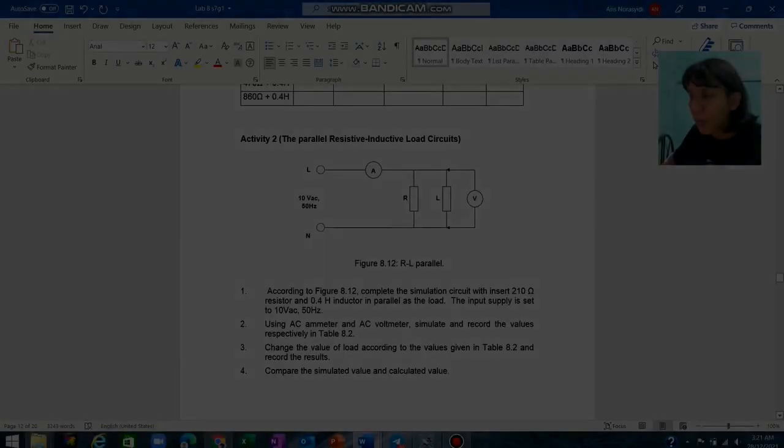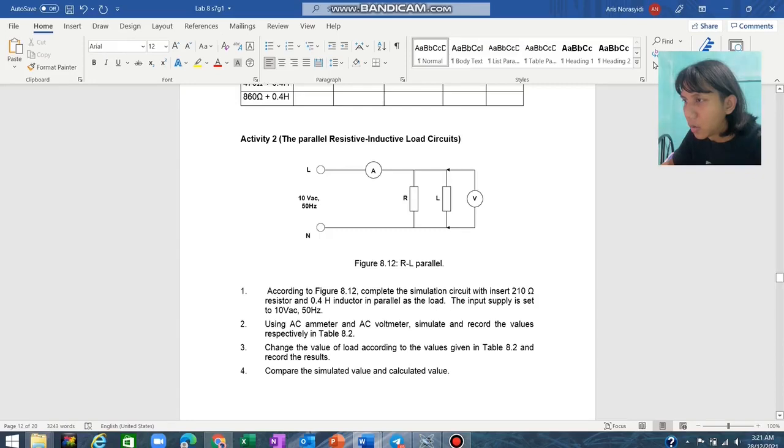Thank you. Hi, for activity 2, the parallel resistive inductive load circuit. It is the same as activity 1, but the load is arranged in parallel. So it's the same: the resistance is 210 ohms, and the inductor is 0.4 Henry.